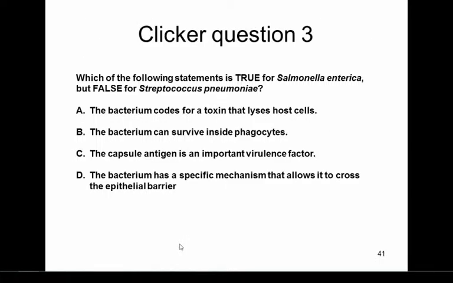Okay, so let's see if you've understood this. Now, read the question carefully. We have 4 propositions, A, B, C, and D. And the question is, which of them are true for Salmonella enterica, but false for Streptococcus pneumoniae?